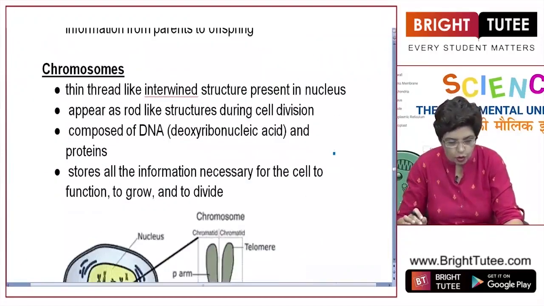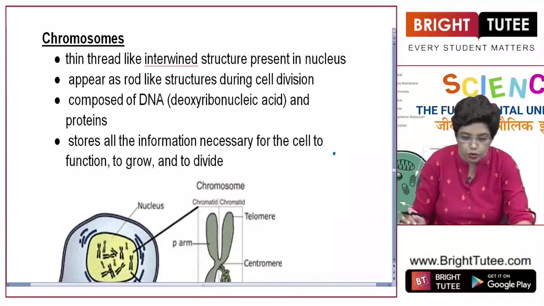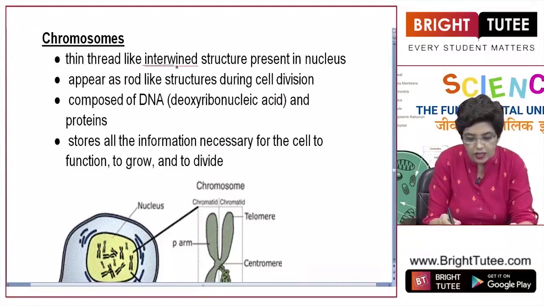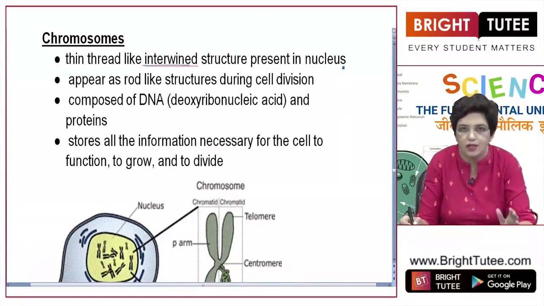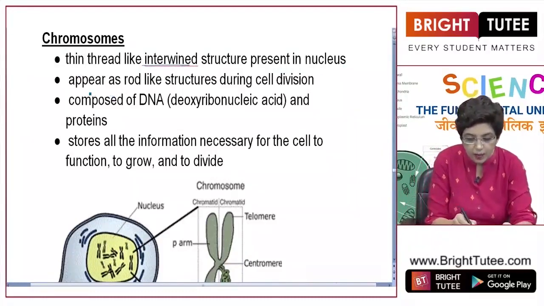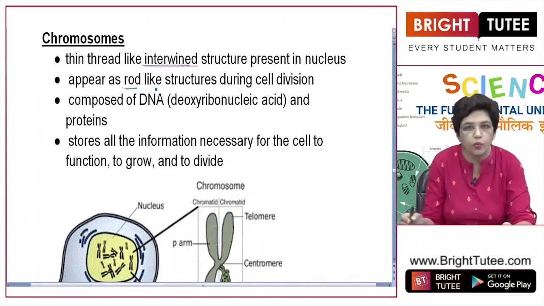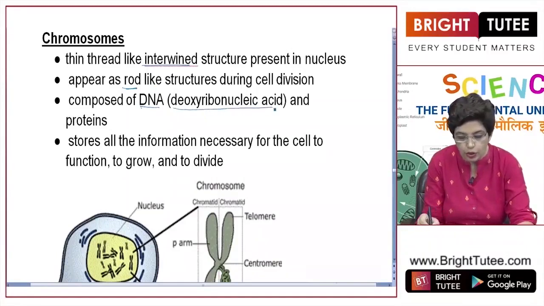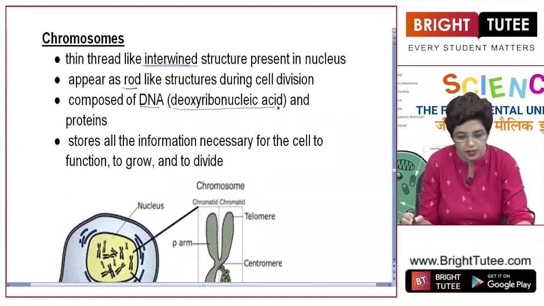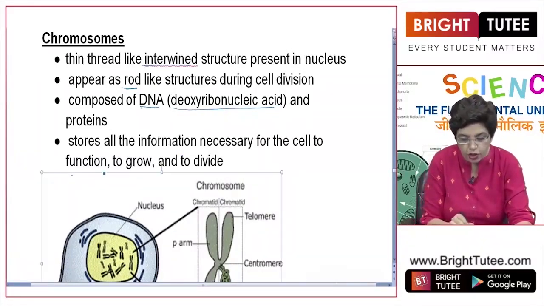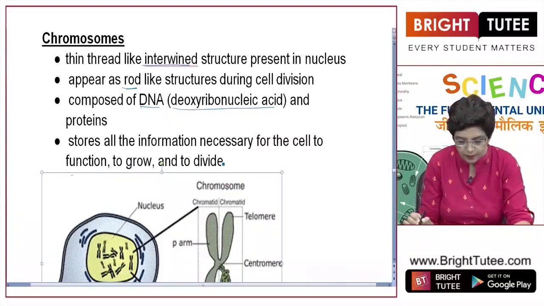An important part of the nucleus is the chromosomes. They are thin thread-like intertwined structures present in the nucleus. This is called chromatin material, but they appear as rod-like structures during cell division. They are composed of DNA, whose full form is deoxyribonucleic acid, and proteins. It stores all the information necessary for the cell to function, to grow and to divide.